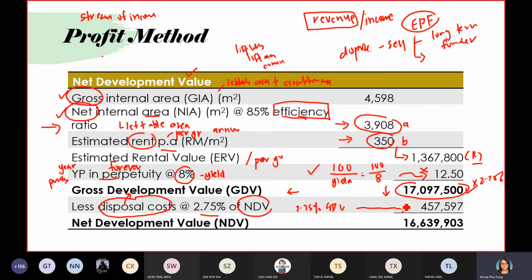Okay, so after that, they need to subtract the disposal cost from the GDV, and you get the NDV. So first part done for commercial property. So this is commercial property. Now I'm going back to residential.